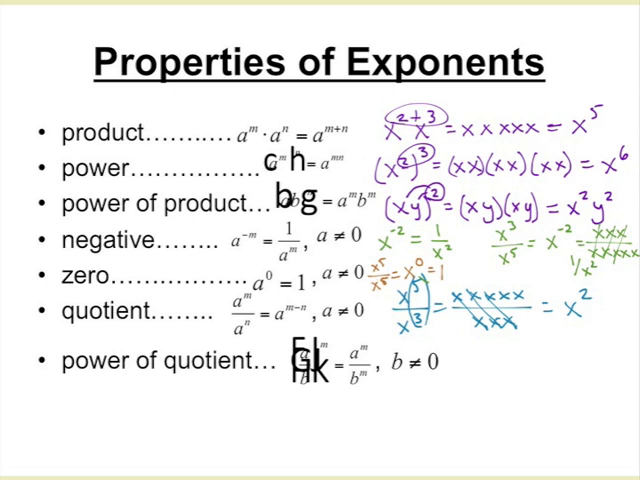In our last property there, the power of a quotient is really just the same as the power of a product rule, and it just says that when you have something in parentheses and the power is applied to the whole thing, you have to apply the power to each part of the thing. So we would give the power to the top and give the power to the bottom.